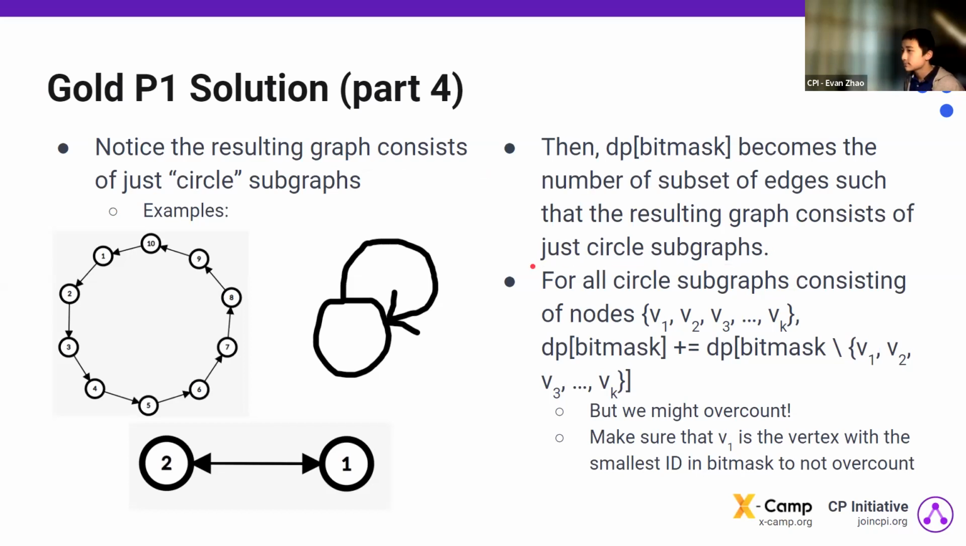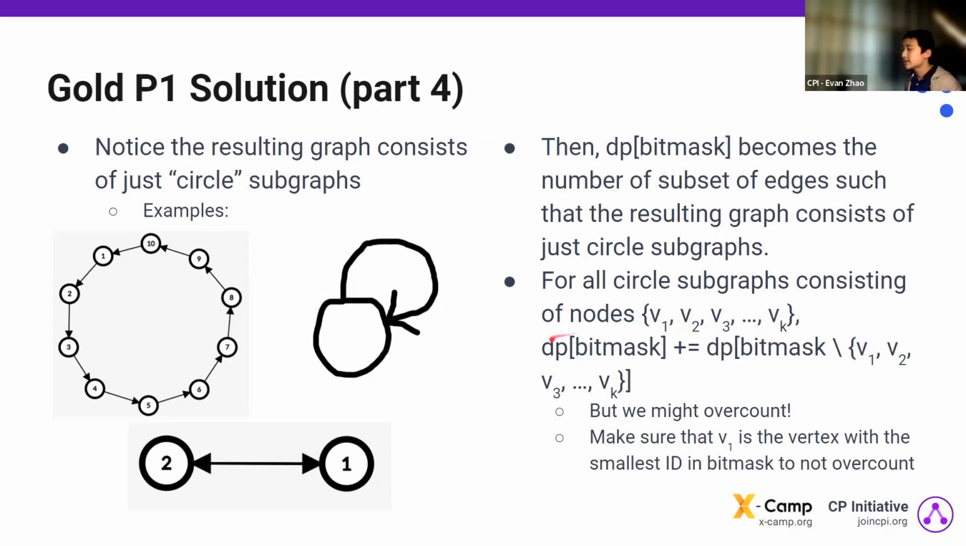Okay, now, for all circle subgraphs consisting of nodes v1, v2, v3, all the way up to vk, we want to add this value to dp bitmask. What do I mean by that? First of all, what does this expression mean? Bitmask backslash curly braces v1 and v2 all the way up to vk. Well, basically it means remove the vertices v1 and v2 all the way up to vk from bitmask.